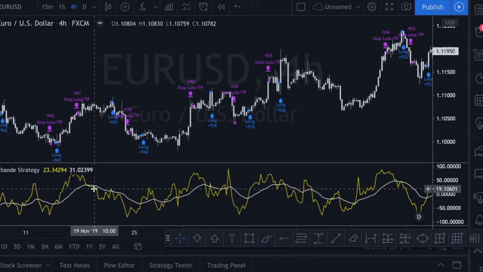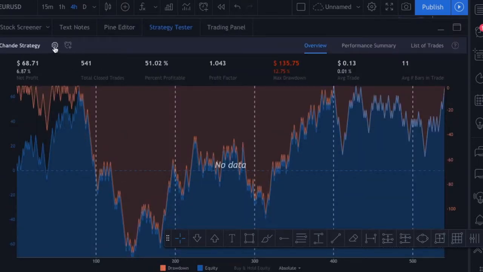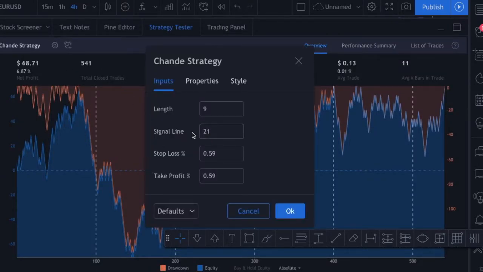Now, this white line is what I have as my signal line, which is right here at 21. That's simply a moving average of the actual indicator itself. Now the stop loss and take profit, I take the ATR of the entire testing period, divide that by 2, and that gives me 0.59, which is what I use for my stop loss and my take profit. This is just for my test. This isn't for the actual strategy. Once I start building the strategy, I change these quite a bit and you get some much better results. But that's for a later date. For right now, we just want to find out what the best settings for this indicator are.